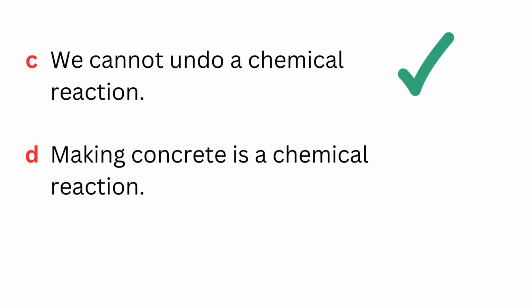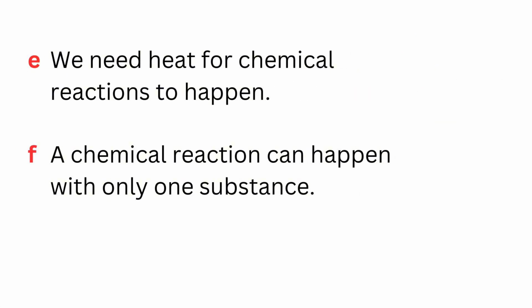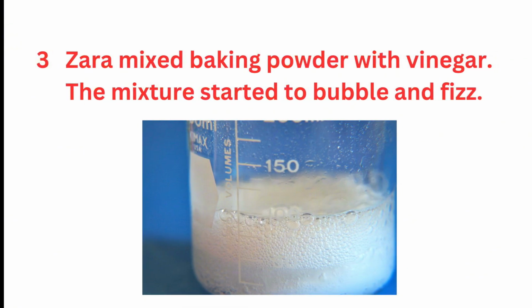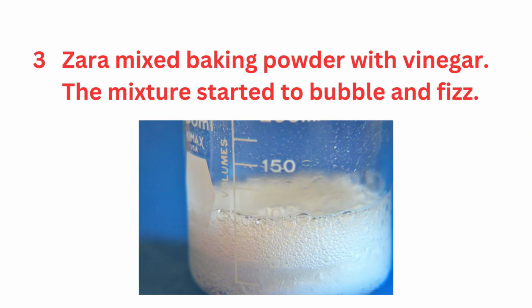Question C. We cannot undo a chemical reaction. True. Question D. Making concrete is a chemical reaction. True. Question E. We need heat for chemical reactions to happen. False. Question F. A chemical reaction can happen with only one substance. False.